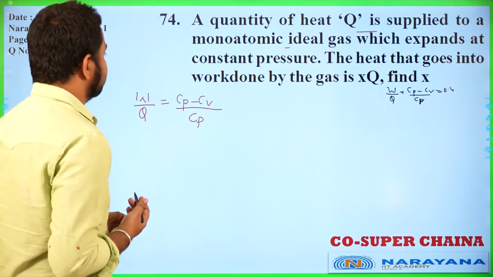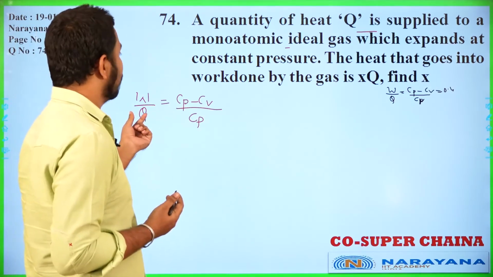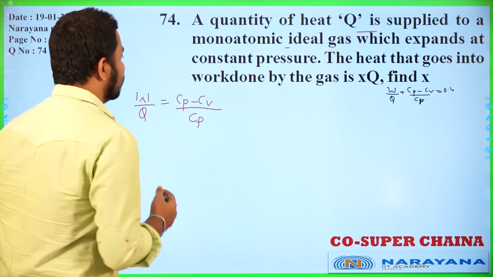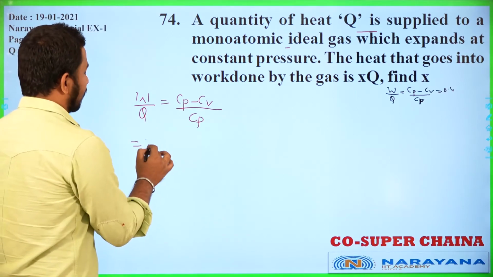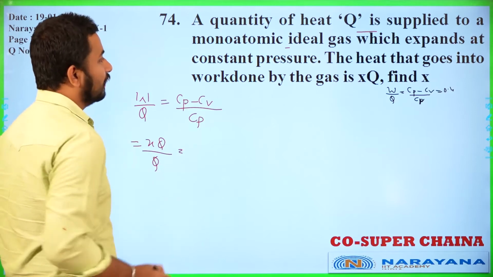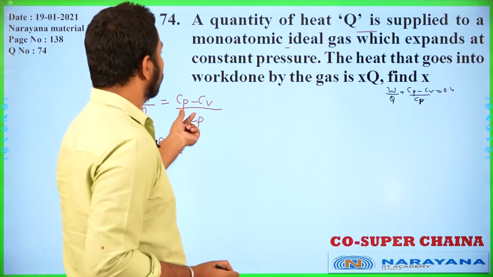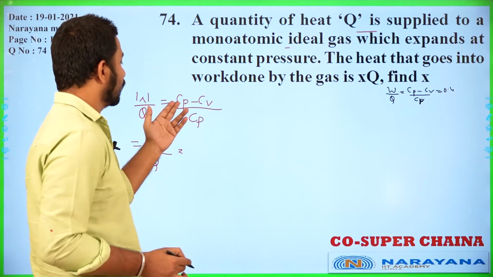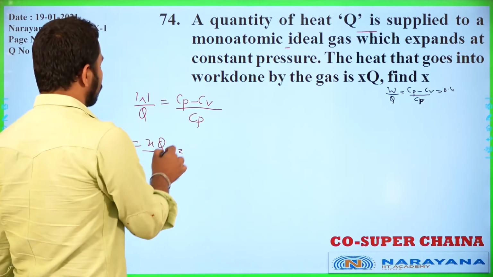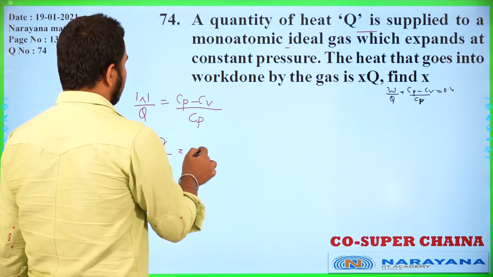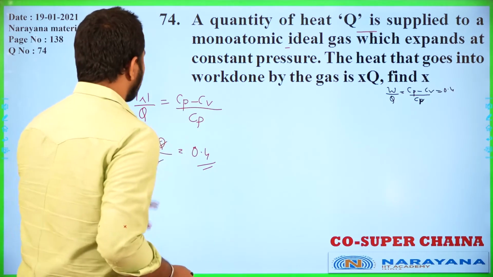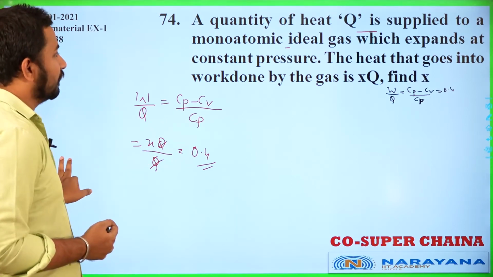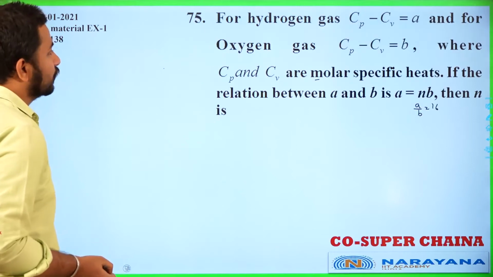Now if you see here, you have to find this, the work done by the gas is xq. So work done by gas is xq and this is q. So you can simplify xq by q here, and Cp, this is monoatomic gas values given. So you can substitute here. Just now we have seen the monoatomic values for Cp and Cv. So if you substitute here, you can solve, the x value will be coming as 0.4. Okay, so this x value which will be coming here will be 0.4, on substituting the values here. So let's proceed to the next one now.